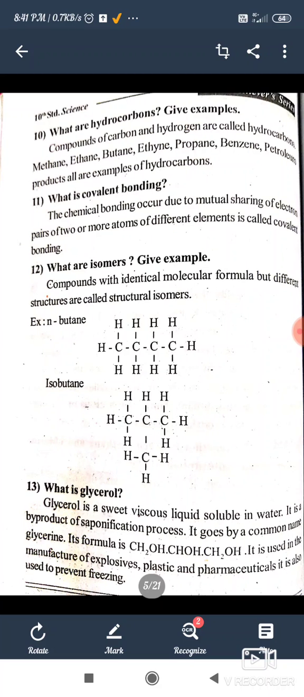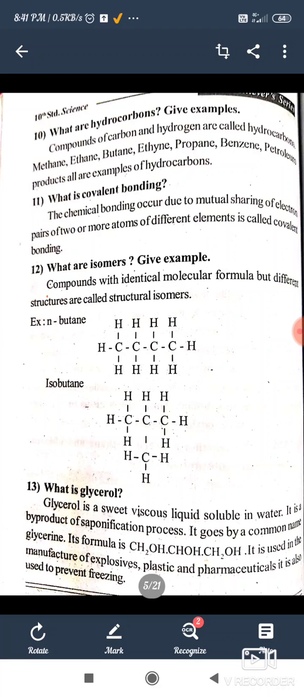And then, what are hydrocarbons? Give examples. So compounds of carbon and hydrogen are called hydrocarbons. Methane, ethane, butane, propane, benzene, petroleum products are all examples of hydrocarbons. What is a covalent bond? The chemical bond that occurs due to mutual sharing of electrons or pairs of electrons between two or more atoms of different elements is called covalent bonding.